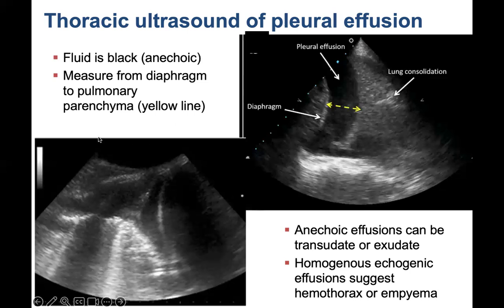If you take a look at this picture right here, this is actually going to be swapped from the picture in the upper right, but this is how we would usually orient our ultrasound probe. See if you can identify the diaphragm and the lung. So there you see, again, the diaphragm right here, the organ, either liver or spleen. Here's the consolidated lung, and here's your pleural effusion.